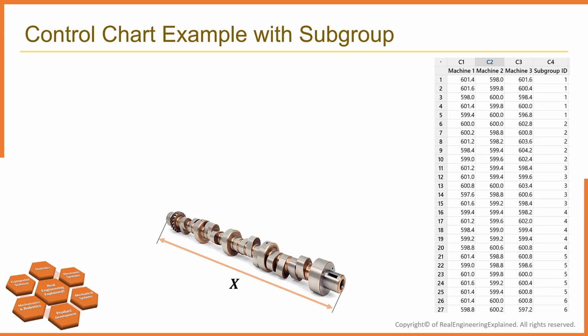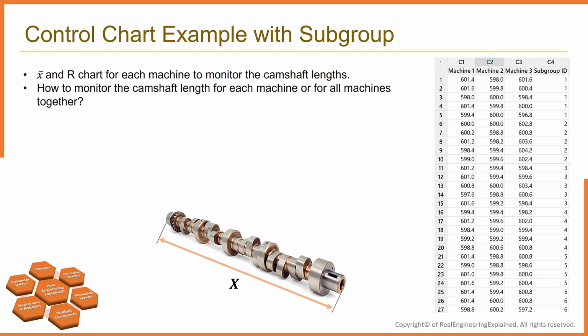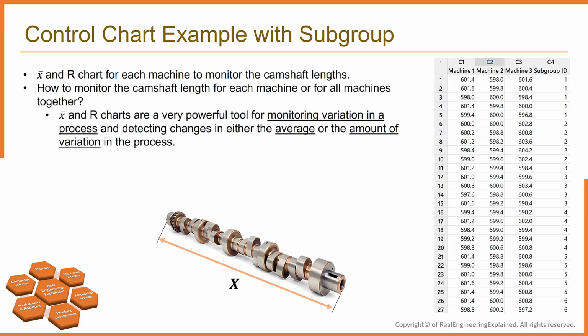For example, at first shift, you select 5 parts from machine 1 and measure the lengths and record them here. You take 5 parts from machine 2, measure them and record them here. And finally, pick 5 parts from the third machine and measure them and record them here. Repeat this process for 19 more, in total 20 shifts. The question is how to monitor the camshaft lengths for each machine or for all machines together.